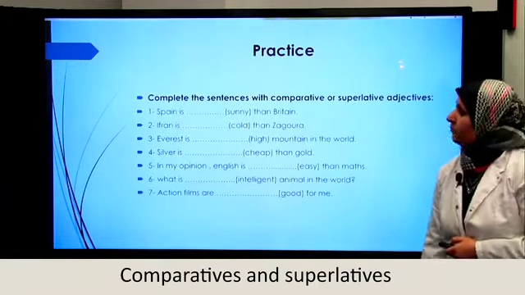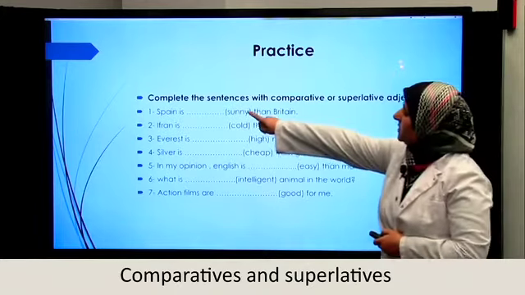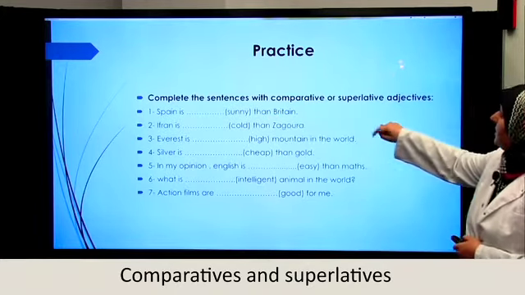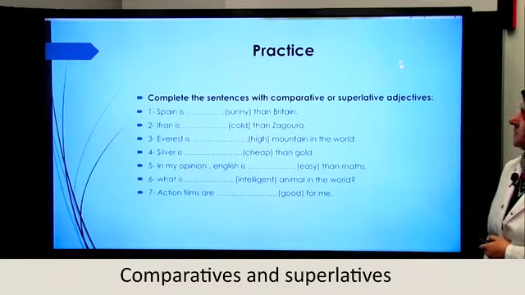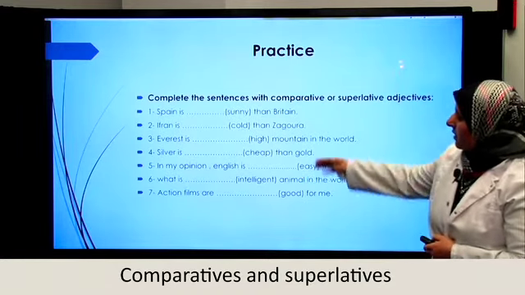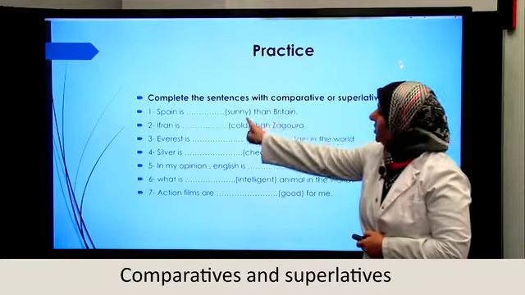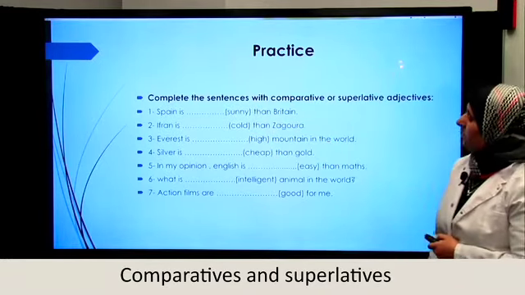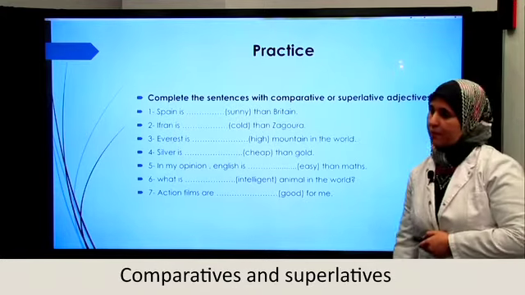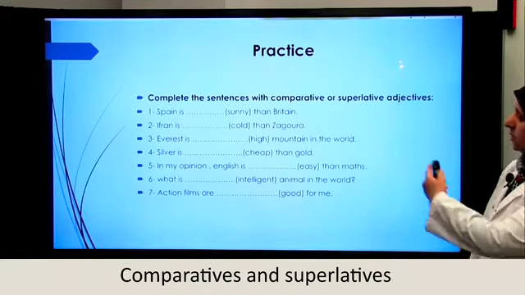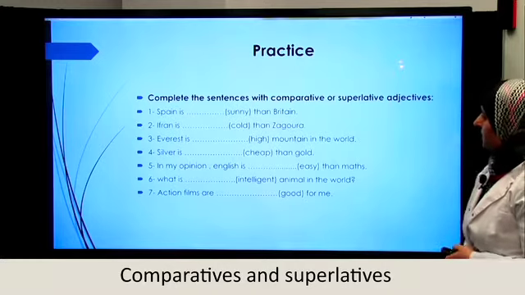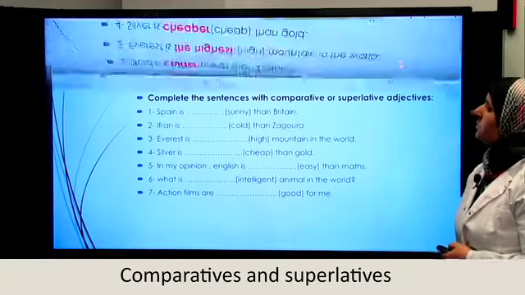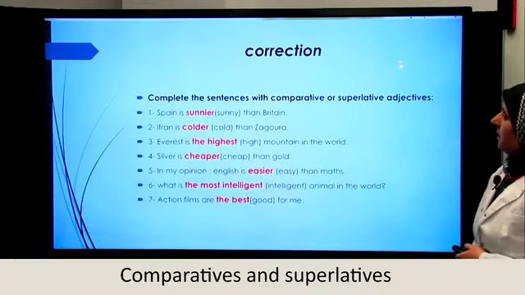Now let's move to practice. Look at this exercise. Complete the sentences with comparative or superlative adjectives. So here we have seven sentences, and we have the adjective between brackets. You should decide whether to use a comparative form or a superlative form. Of course, you can stop the video to do the exercise. Now we move to the correction.